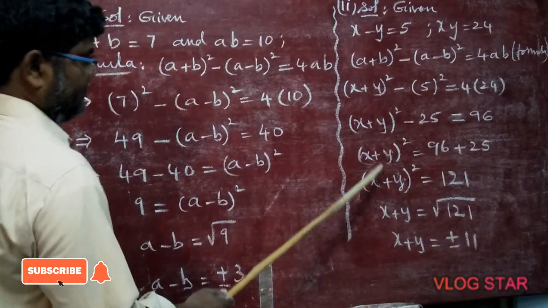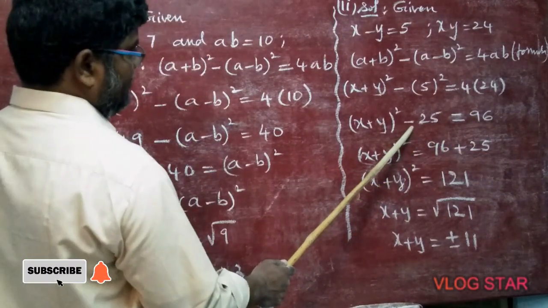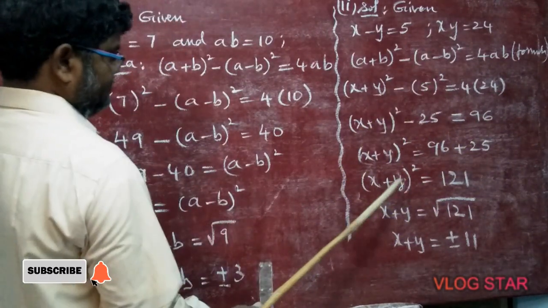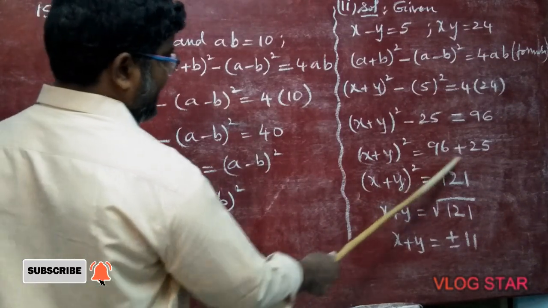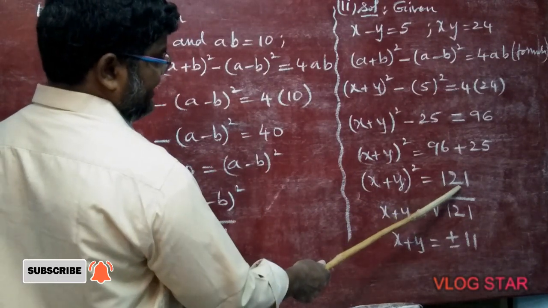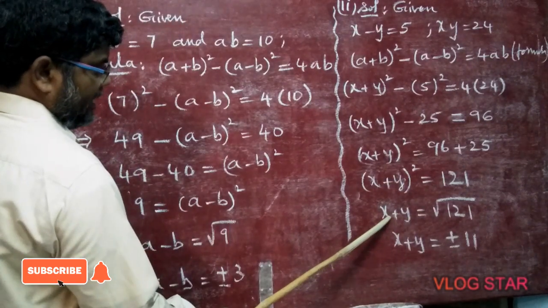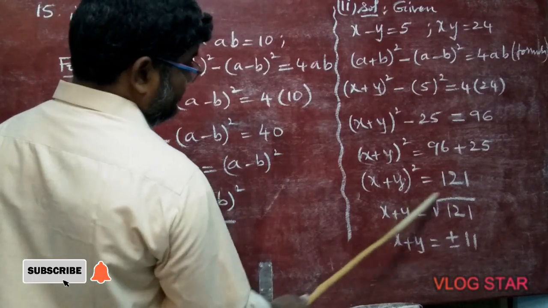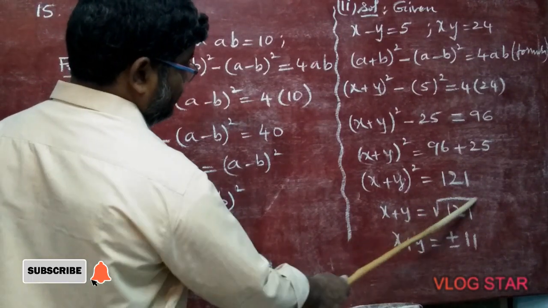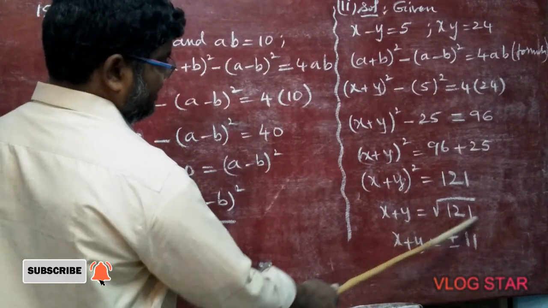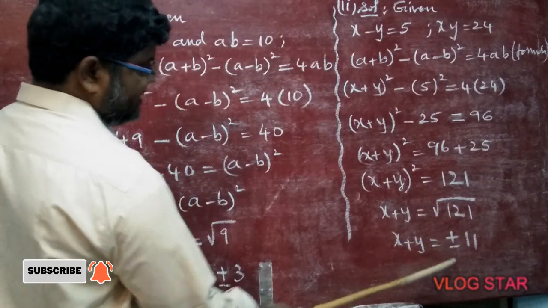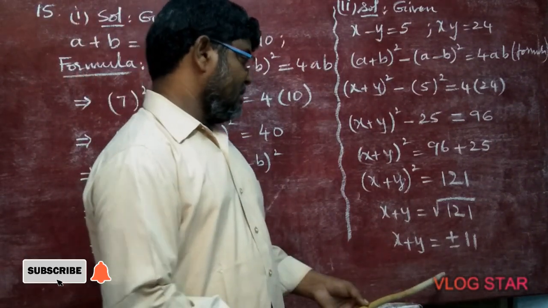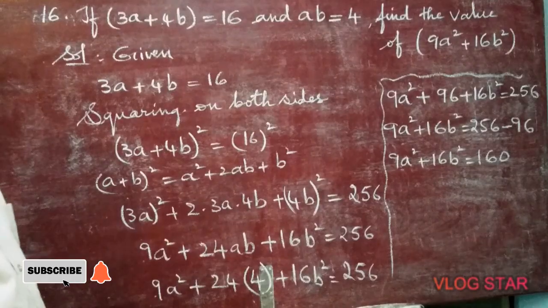24s are 96. x plus y whole square is equal to, minus 25 goes that side. So 96 plus 25. x plus y whole square is equal to 96 plus 25, 121. So x plus y is equal to, square you are taking from this side, left to right you are taking, square becomes square root. x plus y. What is the square root of 121 means? 11. Plus or minus 11. Because plus 11 into plus 11 also 121, minus 11 into minus 11 also 121.